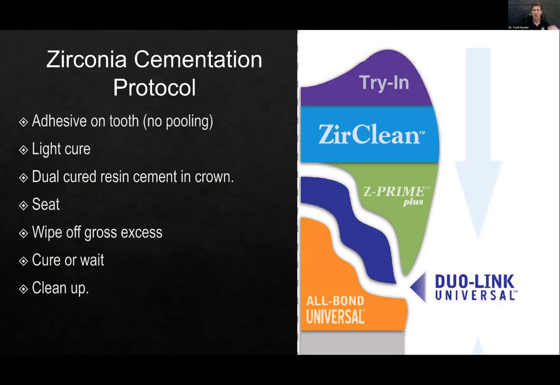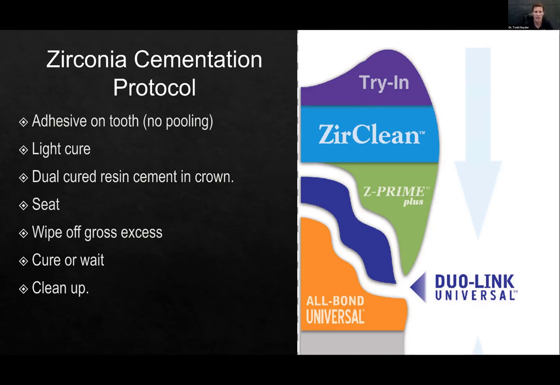Okay. So all the steps on the tooth structure were the same, just a slightly different twist on how we manage the ceramic, right? Otherwise, it's the same system we had already looked at. So again, trying to keep it simple with our systems is what this whole program was about. So the adhesive's on the tooth, no pooling. We hit it with a light. We then use our dual cure resin in the crown after treating with all those steps.